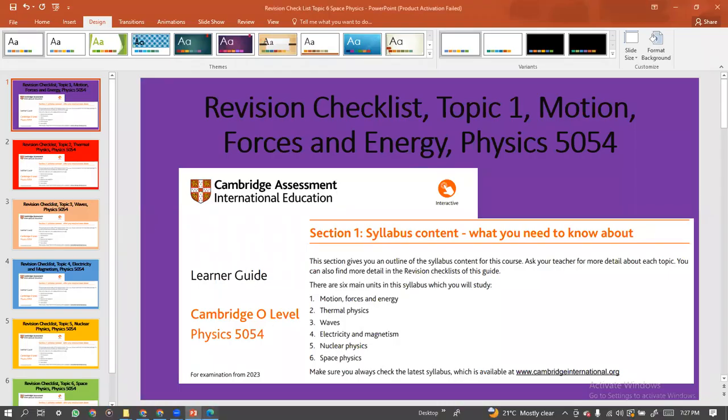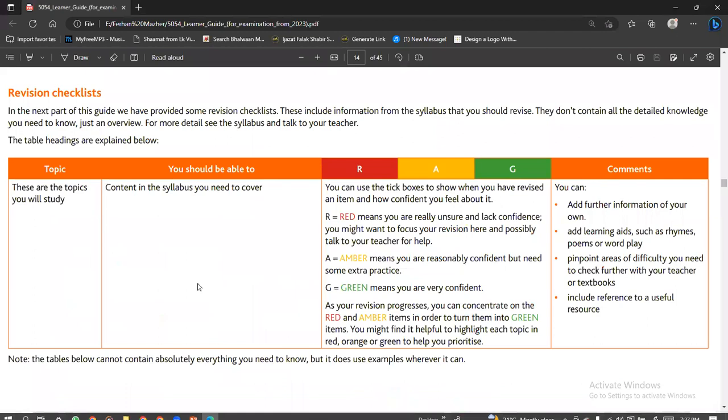Okay, so here we go. For the revision checklist, this guide which we are going to use has provided some revision checklists. These include information from the syllabus that you should revise. They don't contain all the detailed knowledge you need to know, just an overview. For more detail, see the syllabus and talk to your teacher. The table headings are explained below.